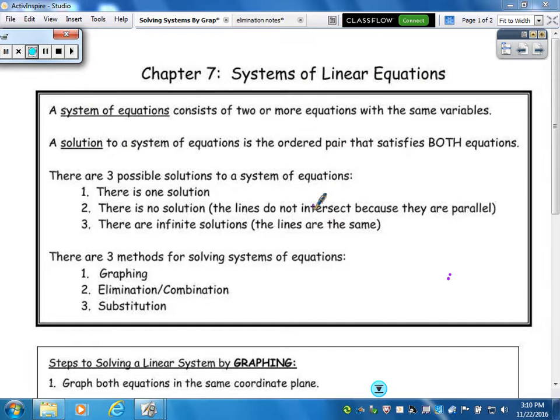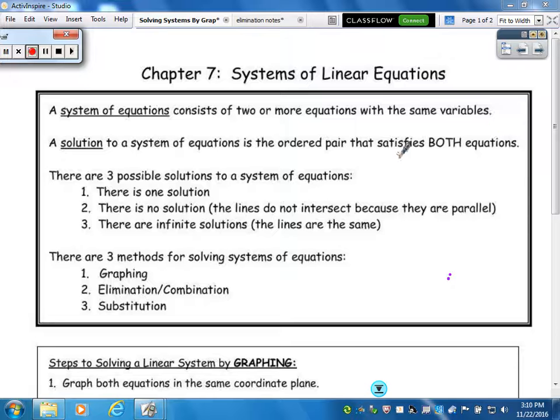Alright, today we are going to talk about how to solve systems of linear equations by graphing. So a system of linear equations is two or more equations with the same variables. So I'm basically going to give you two lines in Algebra 1. When you get up to Algebra 2 and beyond, you might have 3 lines or more. So a solution to a system of equations is the ordered pair that satisfies both equations.